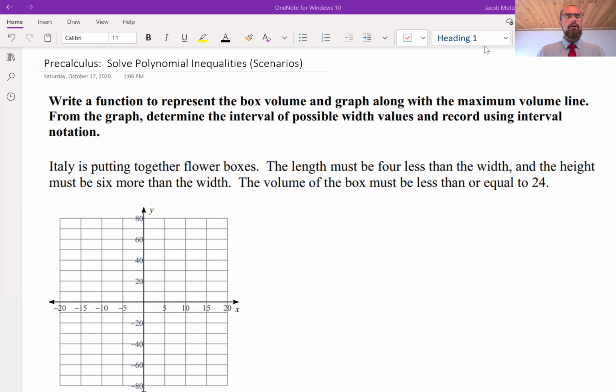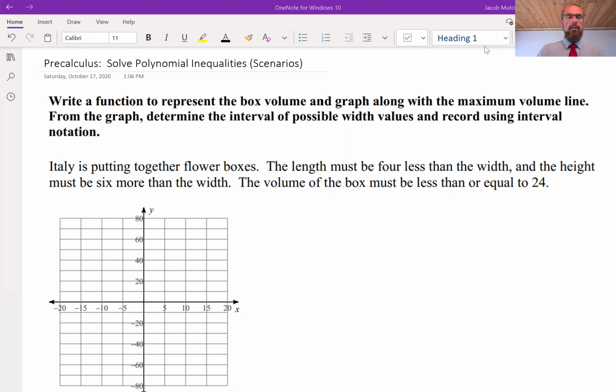Our scenario here is that Italy is putting together flower boxes. The length of the boxes she's making must be 4 less than the width, and the height must be 6 more than the width. The volume of the box must be less than or equal to 24.